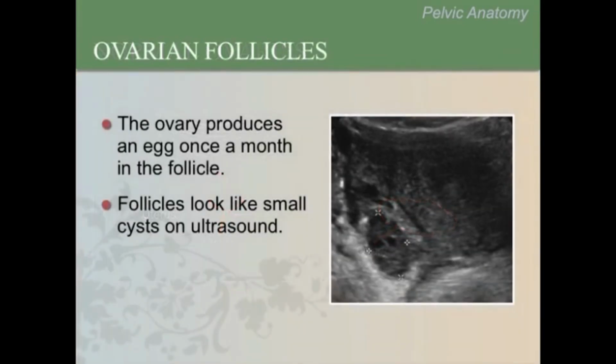The ovary produces an egg each month in a follicle. Normal follicles appear as small cysts throughout the ovary. First, we will outline the ovary. Now, we will remove this outline to better show the follicles. In this ovary, there are at least 4 and possibly a few more small follicles that are visible.